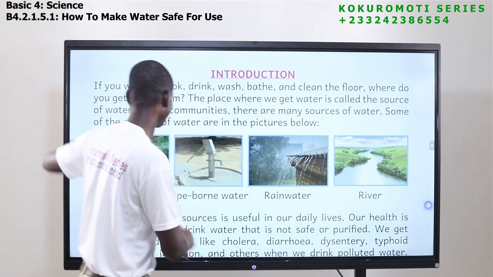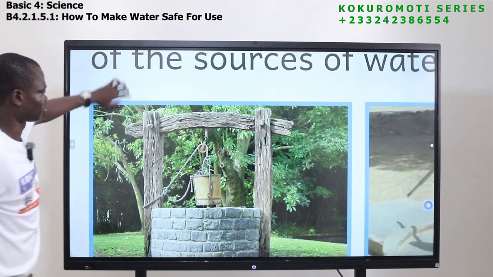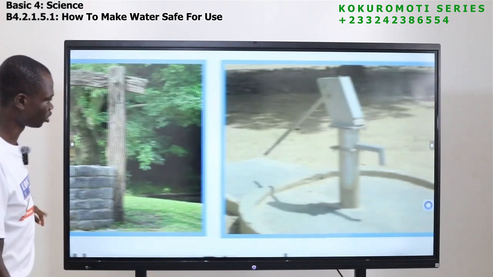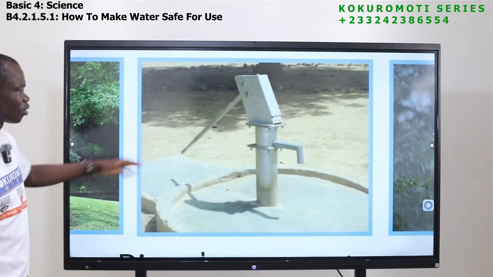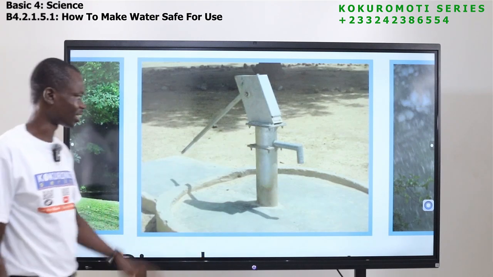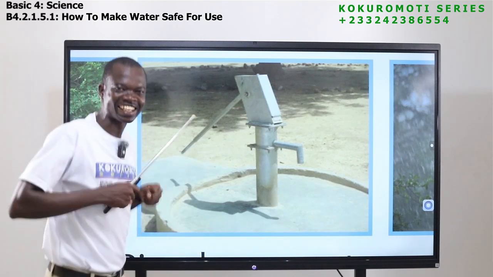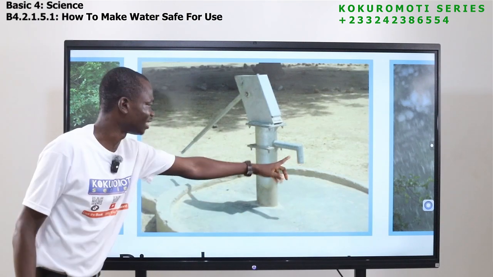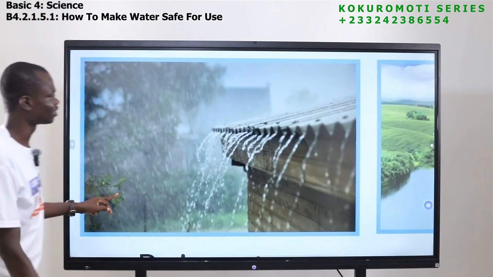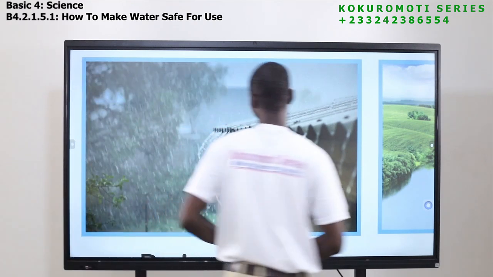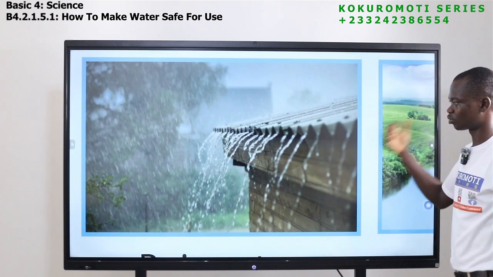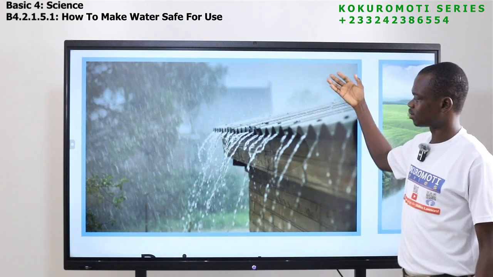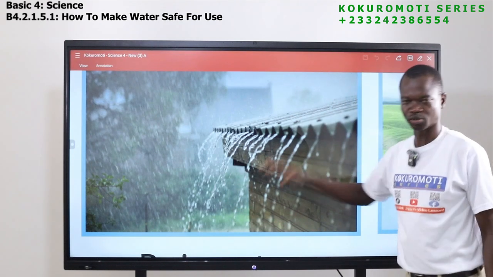Now let's look at some here. Have you seen it? So this is a well. You put the bucket inside and then you draw some. Have you seen this? This is a borehole. It's another source of water. You hold this side and you press it like this, and you see the water will be flowing out from here. Another source of water is what? Rainwater. When it rains, we get water. So we put bowls and buckets here, and the rain will fall into it.